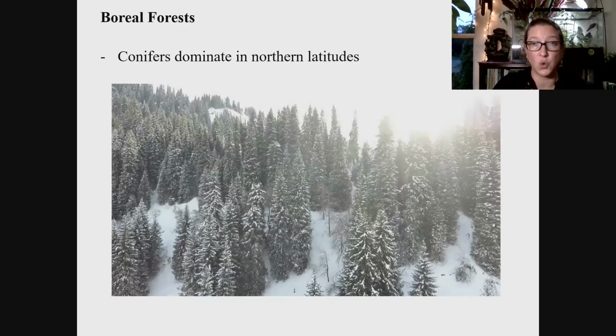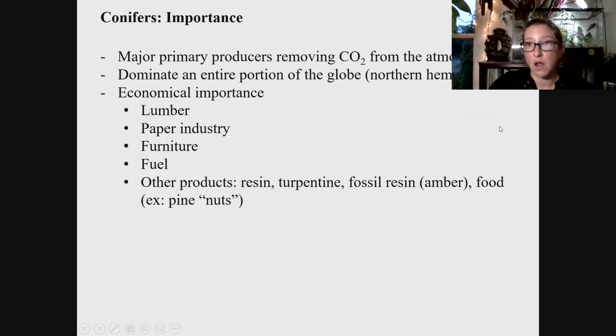Conifers dominate the northern latitudes. There are these boreal forests in the northern part of the globe, and those areas are mostly conifers. Other things can't survive up there. We use conifers for a lot of different things, and because they dominate that northern part of the globe, they actually do remove a lot of CO2 from the atmosphere. For example, the Russian boreal forest is many times larger than the Amazon rainforest. So it's a lot of conifers removing a lot of CO2 from the air.